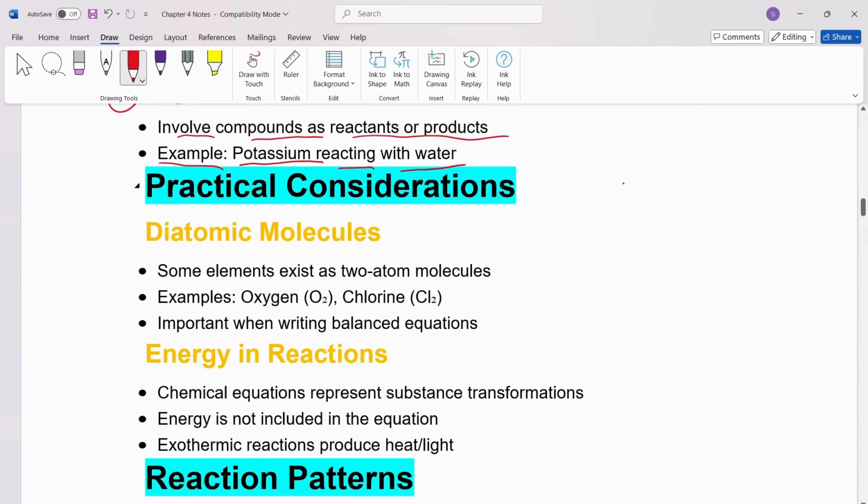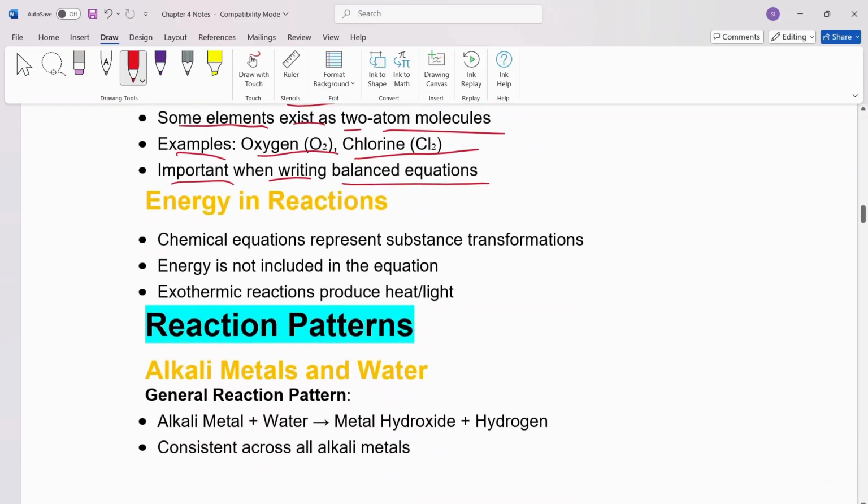Now, some practical considerations here include diatomic molecules. Some elements exist as two-atom molecules. Example, oxygen O2 and chlorine Cl2. Important when writing balanced equations.